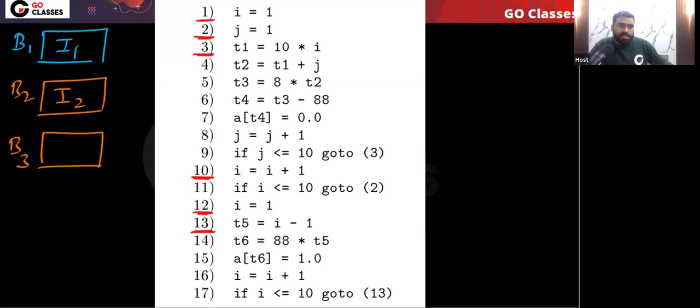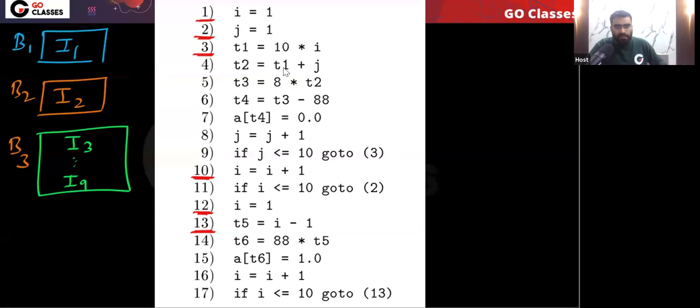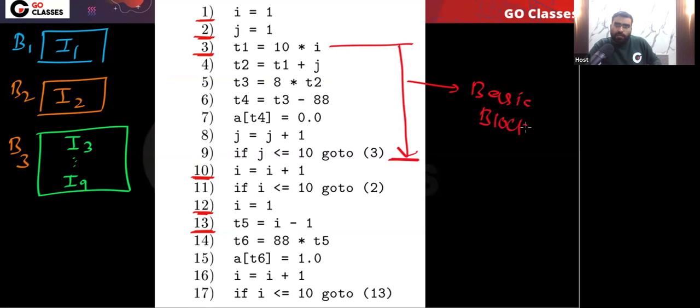In B3, which instructions will be there? From I3 until just before the next leader, I3 to I9. Yes or no? 3 to 9. From this leader to just before the next leader, this will be your basic block.